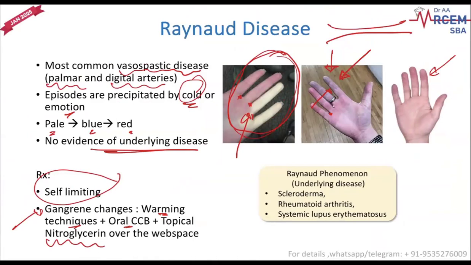There is something known as Raynaud's phenomenon. A similar presentation with an underlying disease is known as Raynaud's phenomenon. You commonly see it in scleroderma, rheumatoid arthritis, and SLE.